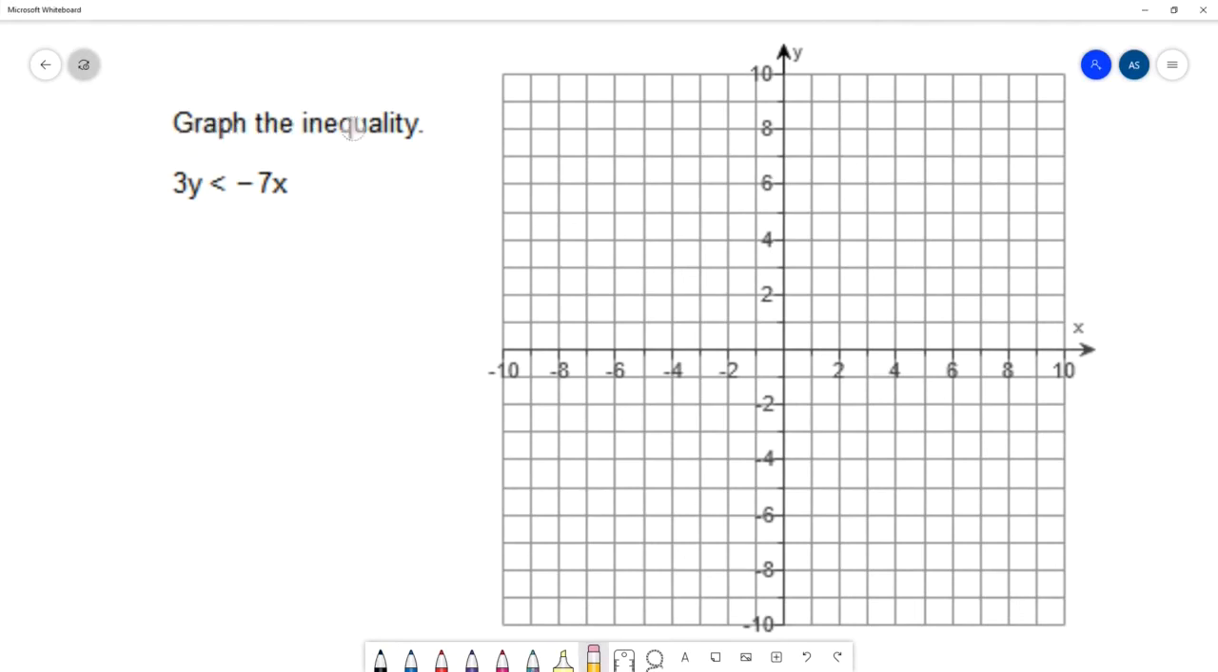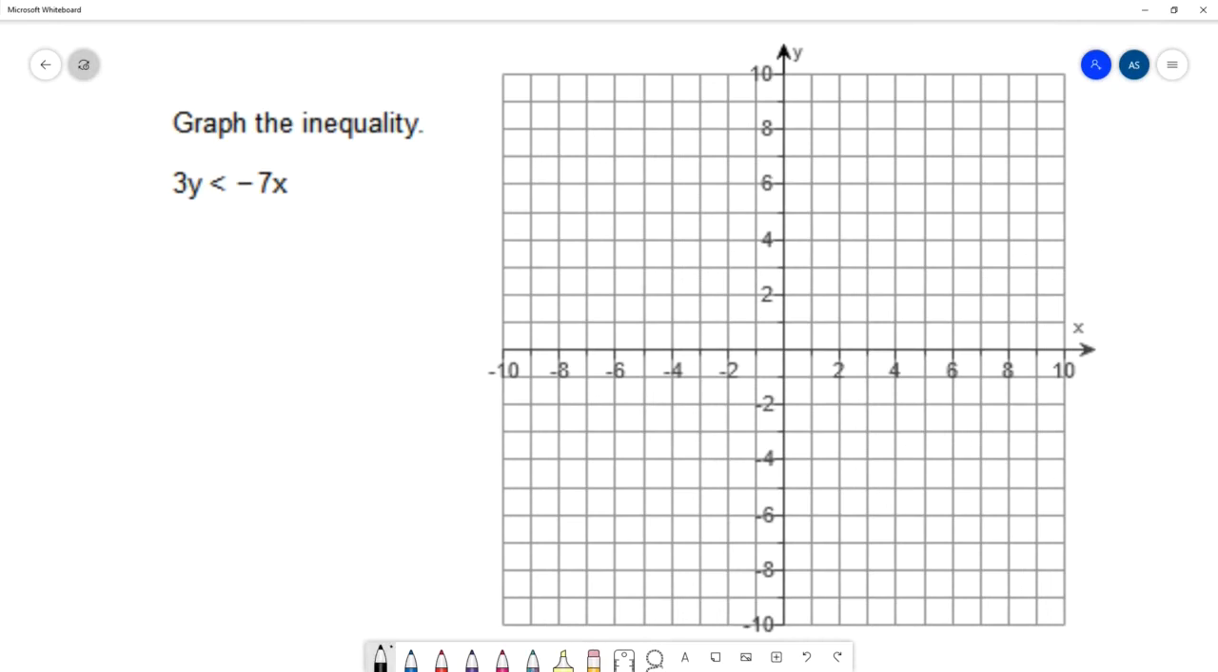We want to graph the inequality 3y is less than negative 7x. So this inequality is an inequality in two variables. And because it has two variables, we have to graph it in two dimensions. So there's basically a two-step process for graphing an inequality like this.